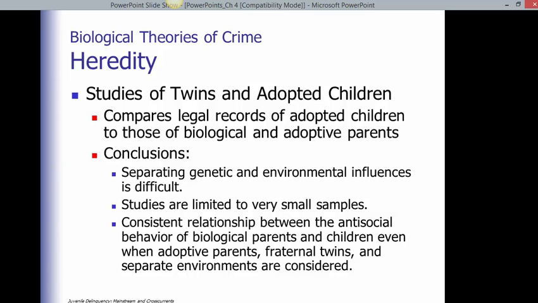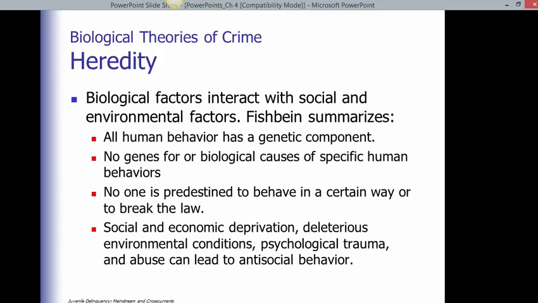Conclusions of these types of studies: separating genetic and environmental influences is difficult. Studies are limited to very small samples, and there is a consistent relationship between the antisocial behavior of biological parents and children, even when adoptive parents, fraternal twins, and separate environments are considered. Biological factors interact with social and environmental factors.